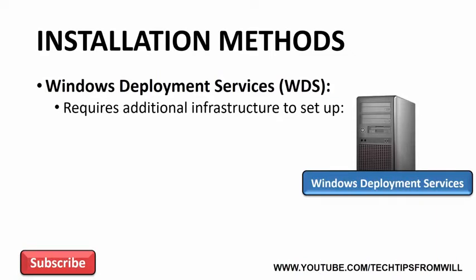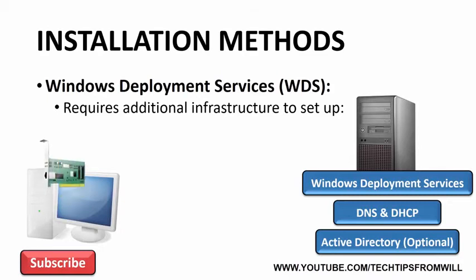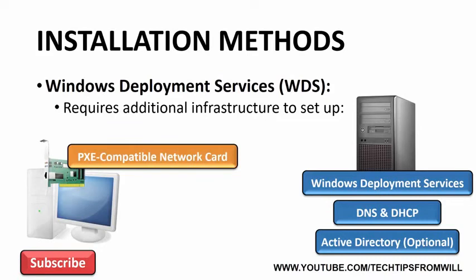Other services required for Windows Deployment Services are DNS and DHCP. Another service is Active Directory. Windows Deployment Services is scalable enough to work in both Active Directory and non-Active Directory environments. On top of that, the client computers that receive the Windows 10 operating system must have a network card that supports PXE Boot. PXE, or Pre-Boot Execution Environment, is a technology that allows a computer to boot from the network.